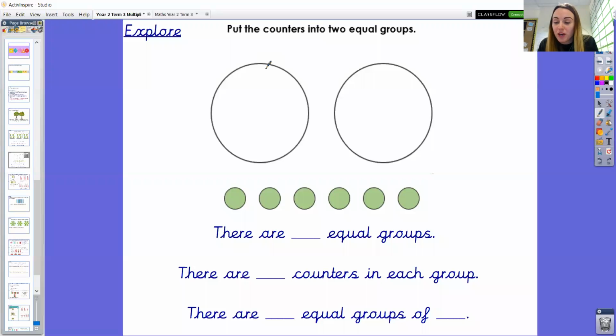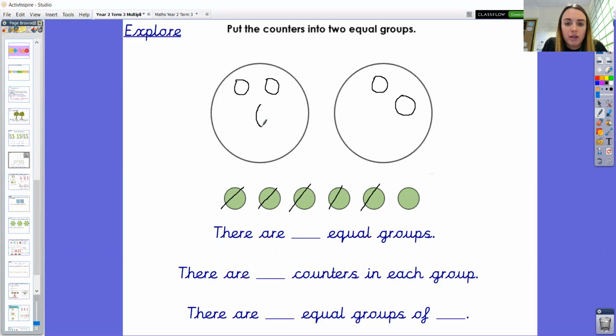Well done, Year 2. So we're going to go through this together now. What I'm going to do is mark each counter one at a time, so I know that I'm sharing them equally. So I'm going to put 1 counter in the first group. I'm trying my best to draw my circles neatly. And the second counter in the next group. So I'm taking turns sharing between the groups to make sure that they are equal. So when I say equal, I mean I want them to have the same amount in each group.